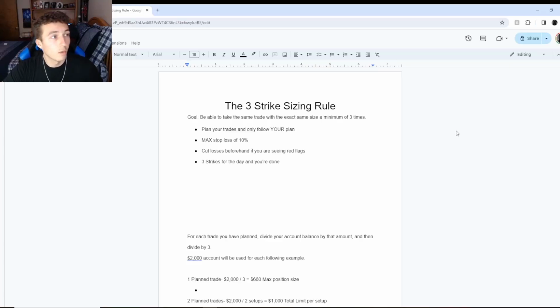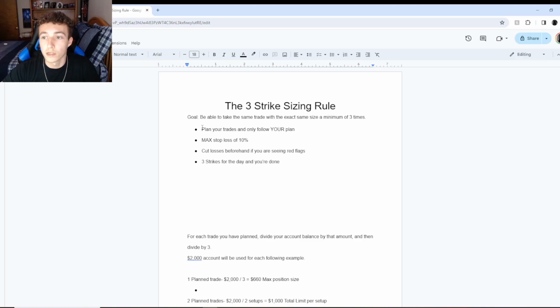All right, you guys. So we are going to go over my sizing rule that I like to call the 3-strike sizing rule. Your goal with this, and this is very helpful for small accounts, is how I personally grew my account from around $2,000 to well above the PDT mark and more over the years. So your goal is to be able to take the same exact trade with the same exact size a minimum of 3 times.